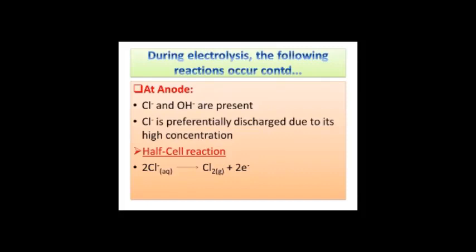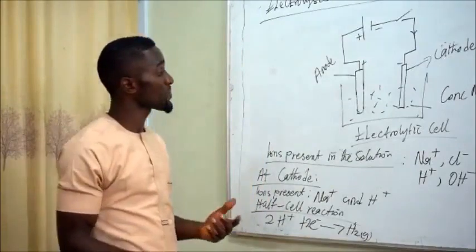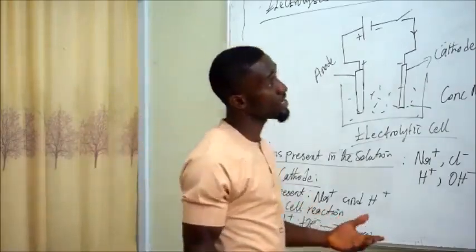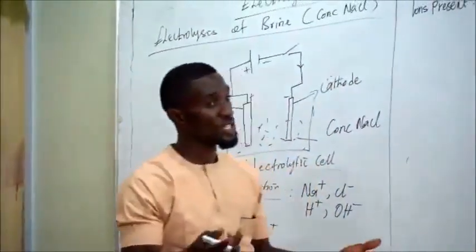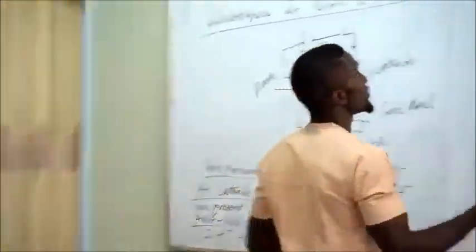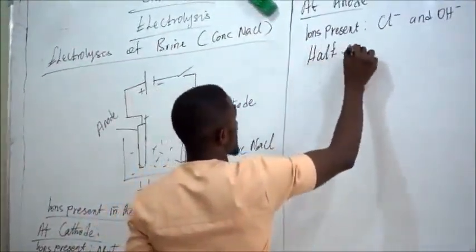You can still recall that despite the position of the ion in the electrochemical series affecting the discharge of the ions, we equally say that the concentration of the electrolyte affects the discharge of the ion as well. So here, you can easily observe that the sodium chloride is concentrated. So instead of the hydroxyl ion that is lower in the electrochemical series being discharged at the anode, the chloride ion will be discharged at the anode. So they have the cell reaction.